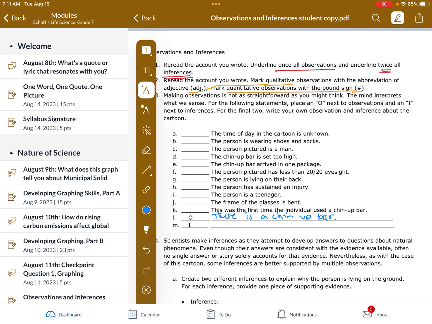And my inference is a man is injured or concussed. So those are my two inferences. Okay. My one inference and my one observation.